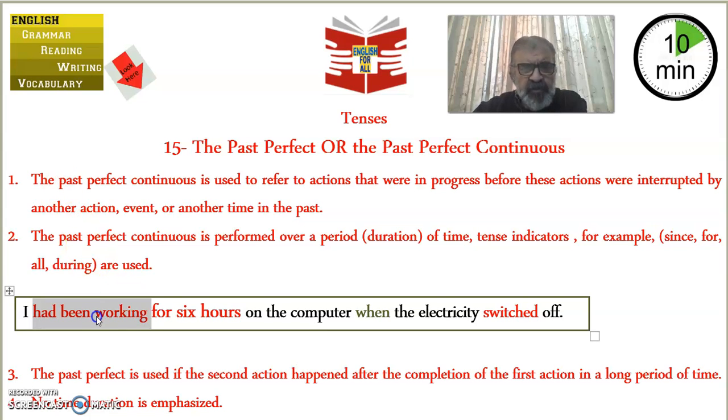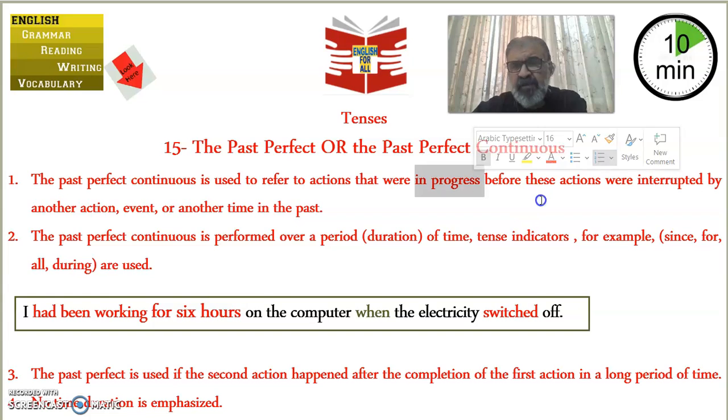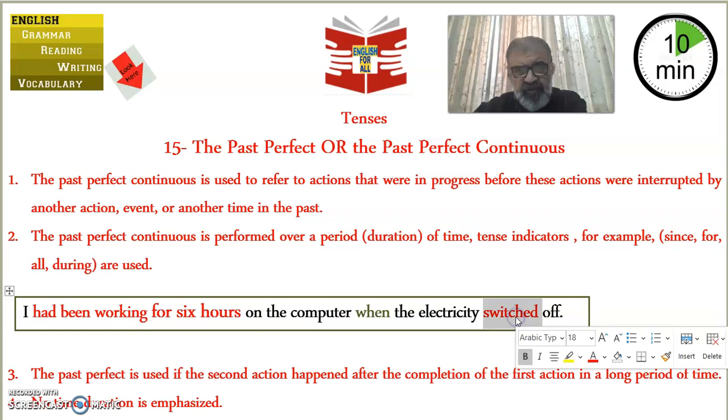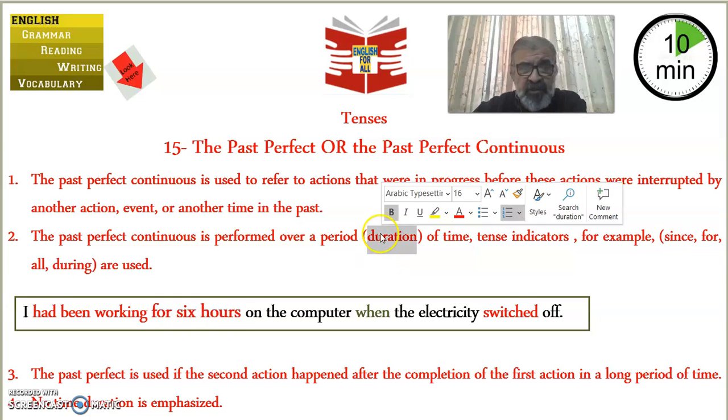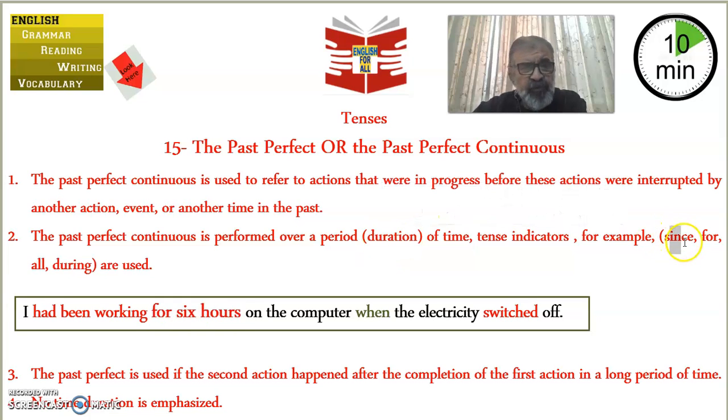The past perfect continuous, had been working, is used to refer to actions, working, that were in progress before these actions were interrupted by another action, the switched off event, or an action in the past. And the past continuous is performed over a period of time, for 6 hours. For 6 hours, we call that a duration. And these time indicators, since, for, all, and during, would show you that.